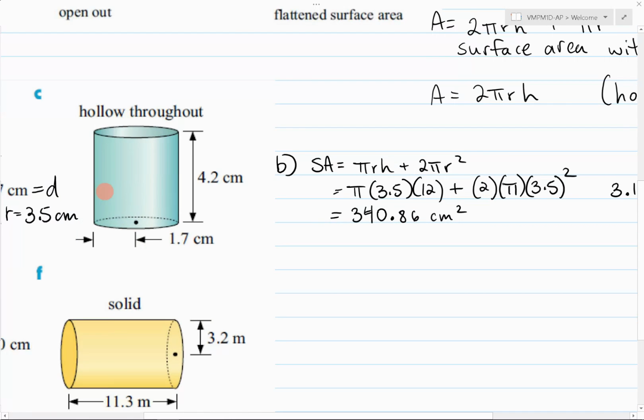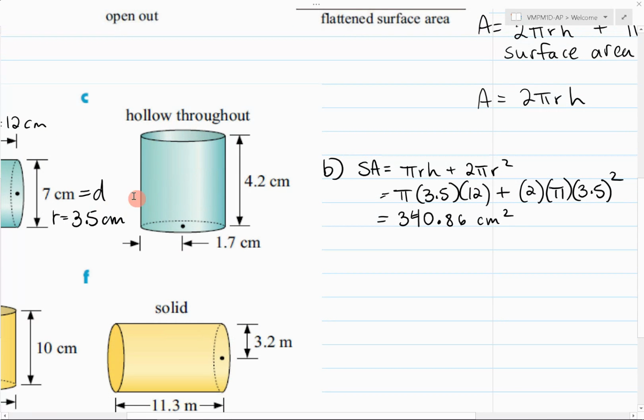Okay, so very good with that. We'll move on to part C. Here's a cylinder again that's hollow, so there's missing both ends. So if I'm interested in calculating the surface area for the cylinder, I'm only interested in using the first part of the formula, pi r h.